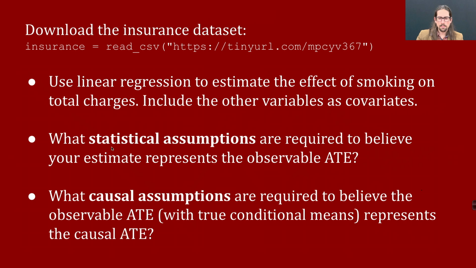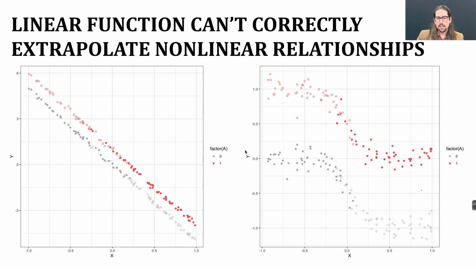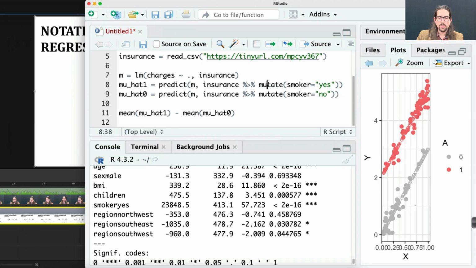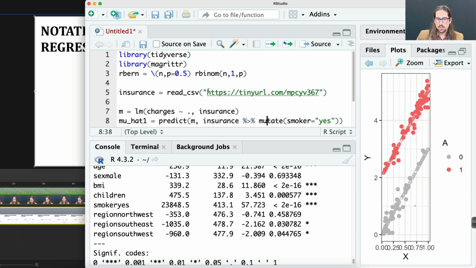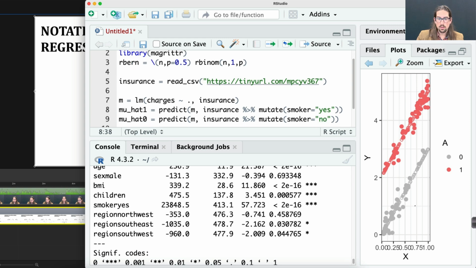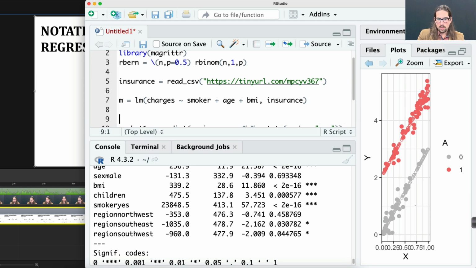And like we talked about, in this case, the statistical assumptions that are required are basically that we have to rule out any kind of nonlinearities, right? If there is some kind of nonlinearity, the way that we did this analysis, we assumed here that charges is a linear function. The way that we set this up, charges is a linear function of smoker plus age plus BMI, whatever, and so on and so forth. But that's also a kind of ridiculous assumption because, in fact, I can probably just plot this.